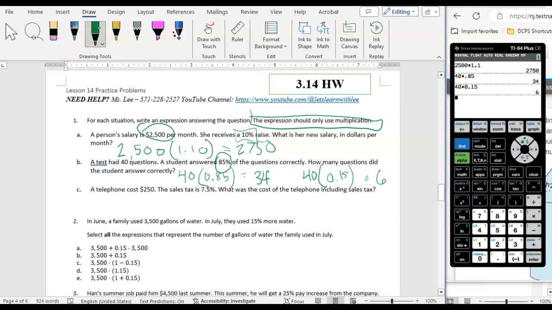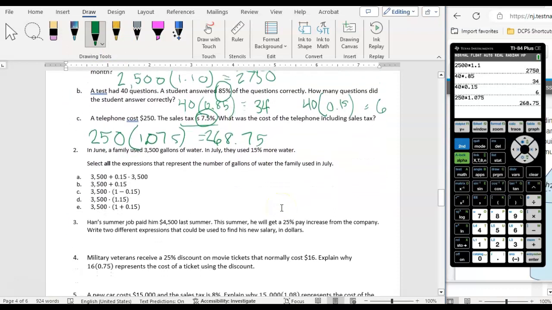A telephone costs $250, the sales tax is 7.5%, so the total cost is going to be 107.5%, or 1.075. So 250 times 1.075 gives us $268.75. And that makes sense. It should be more, and not a ton more, but it should be 7.5% more of what it originally was.